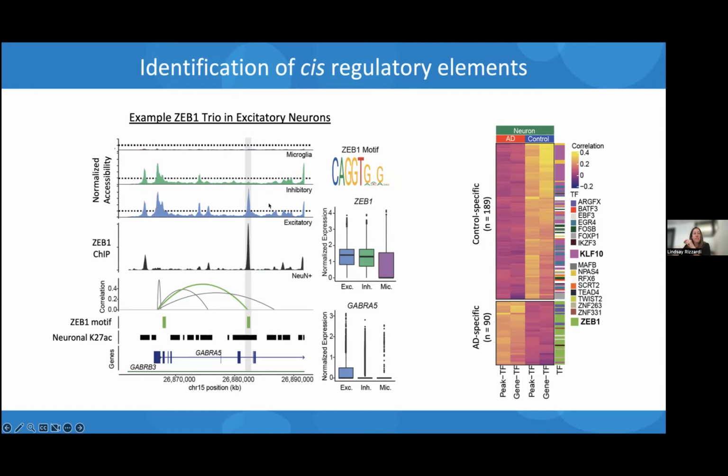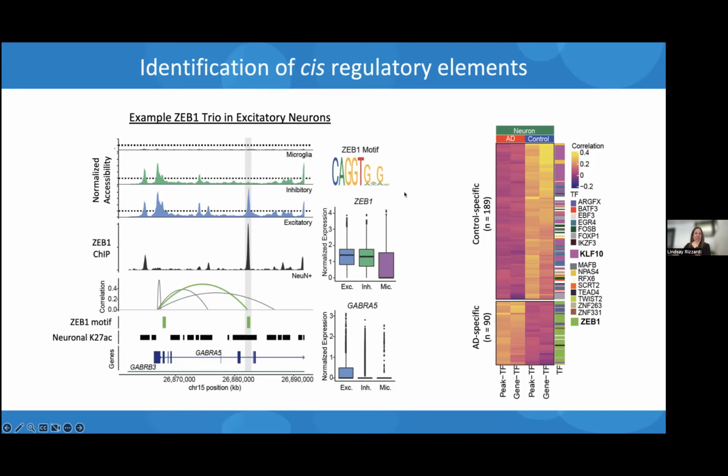To validate these, we performed ChIP-seq of ZEB1 in DLPFC tissue from our 2 control donors. And we found a ZEB1 ChIP peak overlapping this ZEB1 trio here. So here is our link in green, and these green boxes are ZEB1 motifs. We've got a region of accessibility in excitatory neurons that corresponds to ZEB1 signal in ChIP-seq overlapping a ZEB1 binding site. It also overlaps a region of neuronal K27 acetylation, and this is found within the GABRA5 gene.